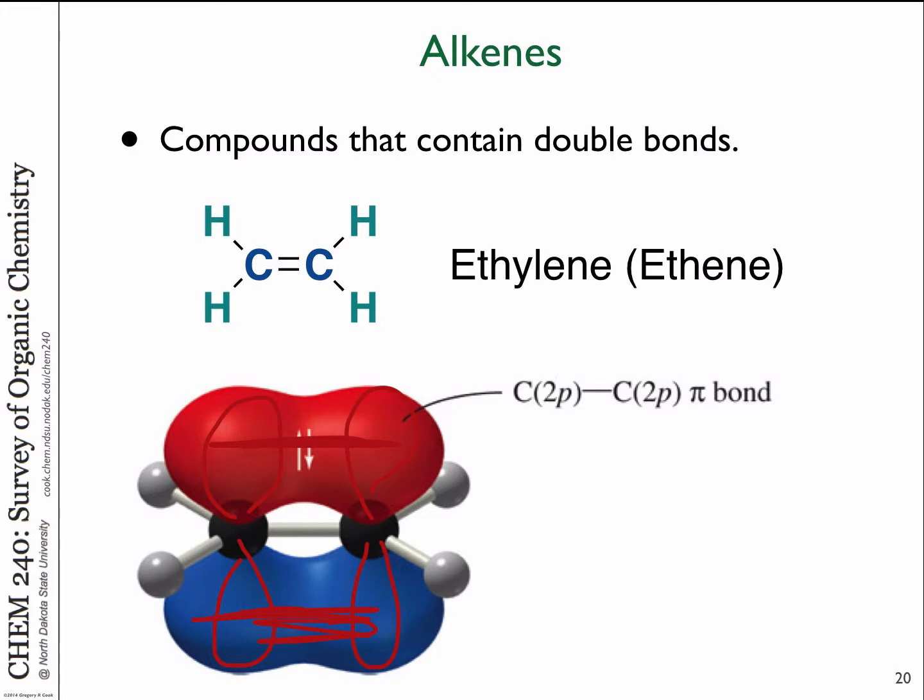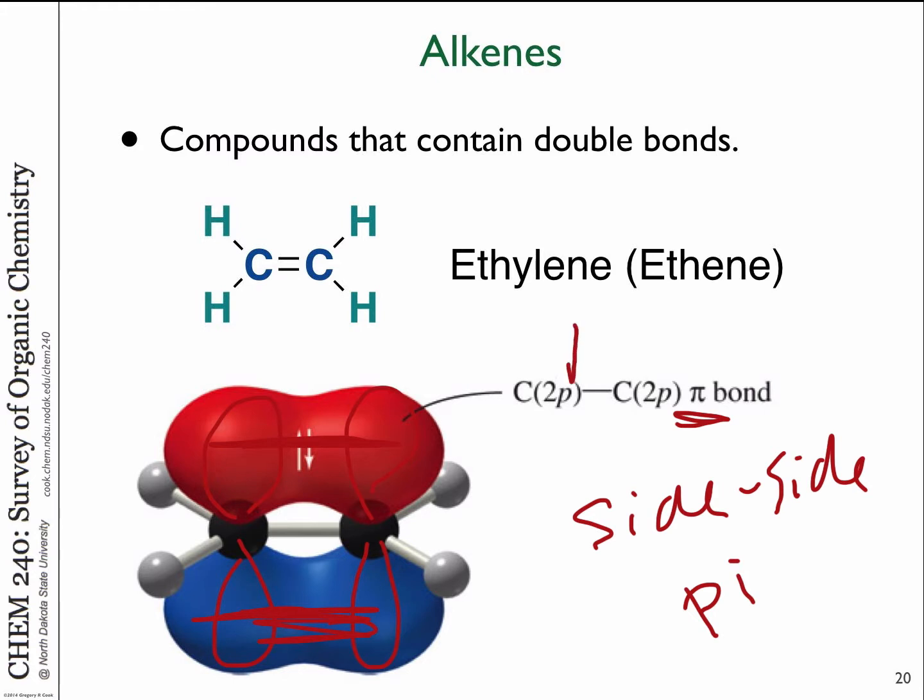This bond we refer to as a pi bond. Whenever you have a side-to-side, not an end-to-end, a side-to-side overlap of orbitals, like in a p orbital, that we refer to as a pi bond. It's made up of a p orbital from one carbon and a p orbital from the other carbon now interacting. That's what gives rise to the double bond in ethene. So in ethene, how many sigma bonds and how many pi bonds are there?